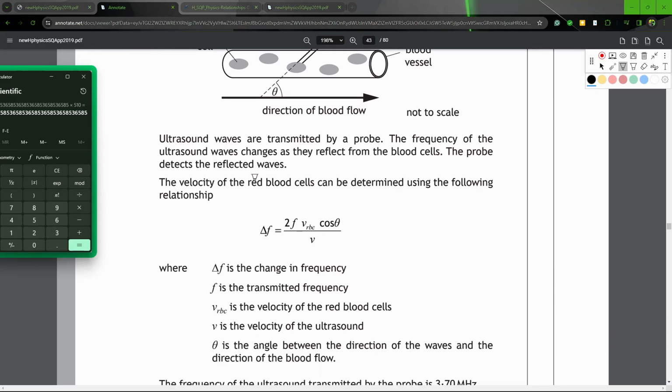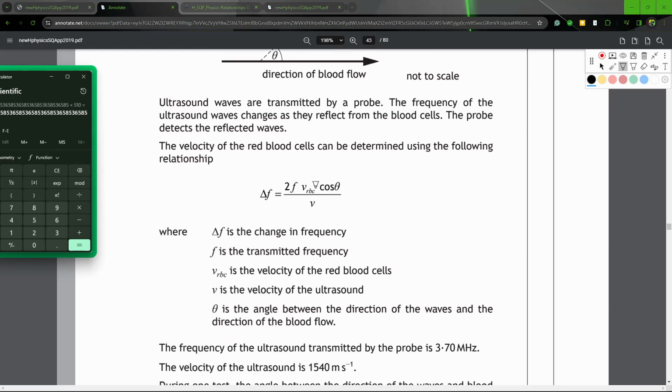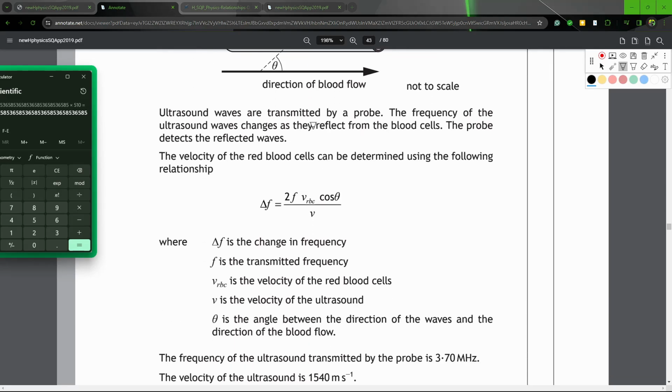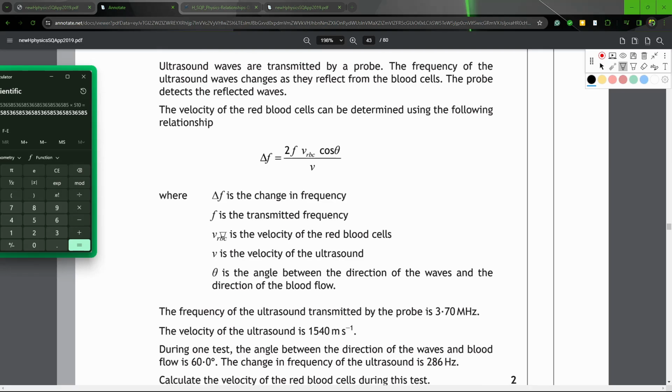The velocity of the red blood cells can be determined using the following relationship, and it's this horrific equation. I'm sorry about what's about to unfold. So, delta f is the change of frequency. f is the transmitted frequency, so what the probe is outputting originally. vRBC is the velocity of the red blood cells. v is the velocity of the ultrasound. Theta is the angle between the direction of the waves and the direction of the blood flow.